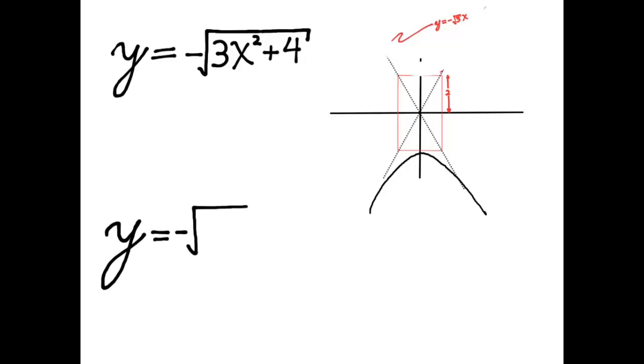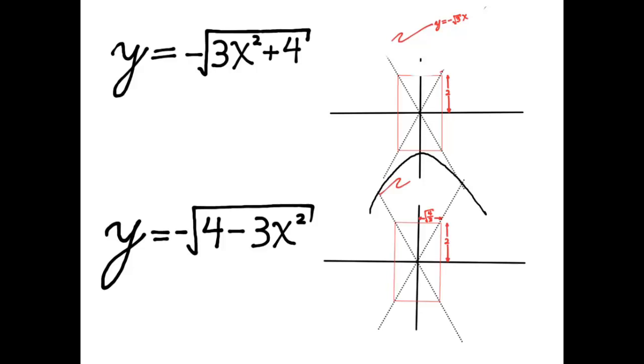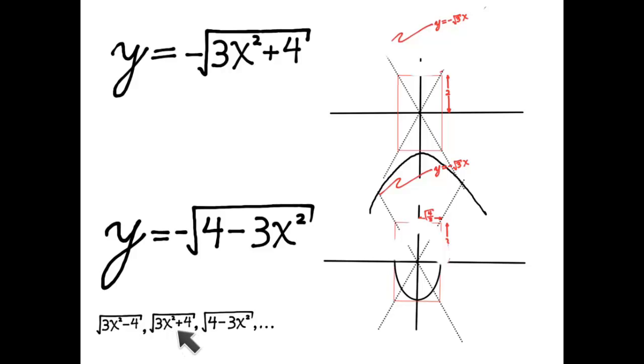What if you had, instead of 3x squared minus 4, you had 4 minus 3x squared? Well, that would be an ellipse. And once again, you have to get rid of the top half of the ellipse. So let's see. So far we've done 3x squared minus 4, 3x squared plus 4, 4 minus 3x squared. Do we need to do 4 plus 3x squared? No, that's the same as 3x squared plus 4. But wait, do we need to do -4 minus 3x squared? No, we don't need to do that one either. And you should figure out why for yourself.